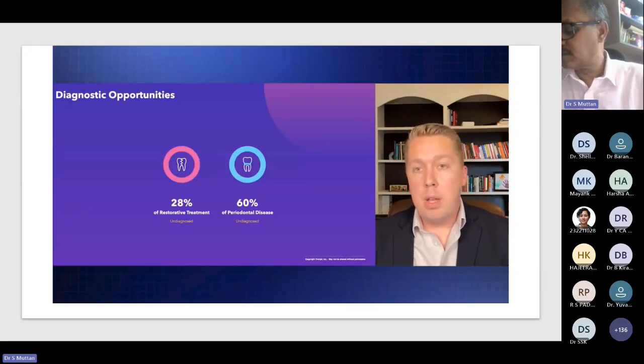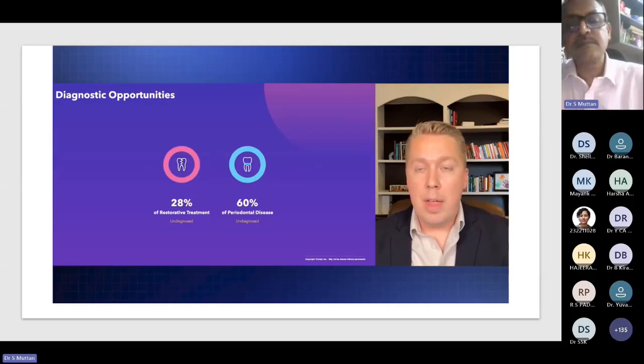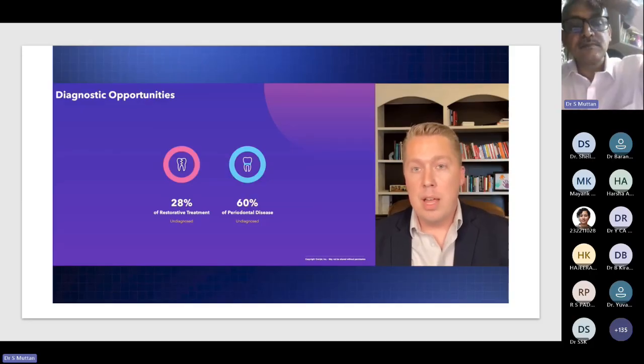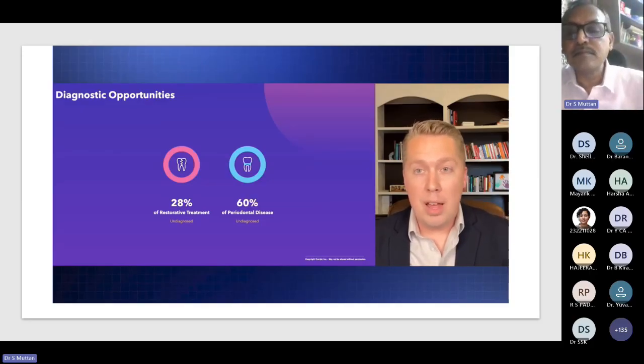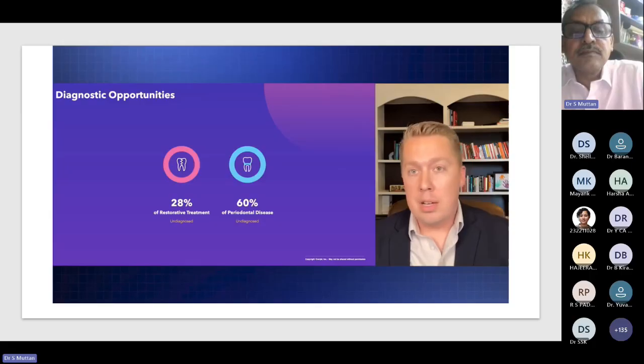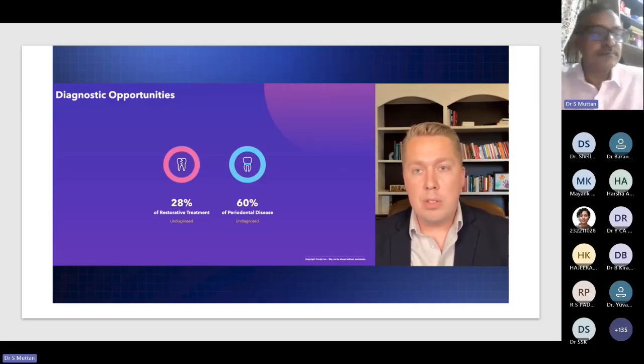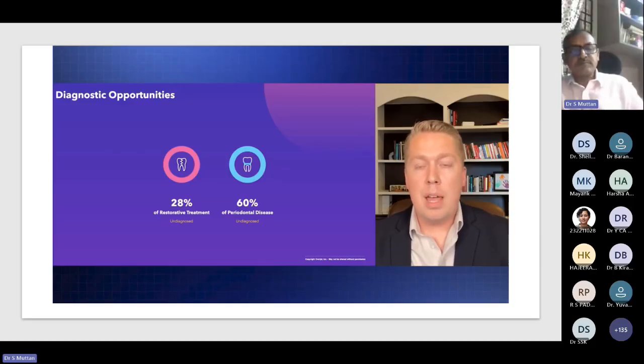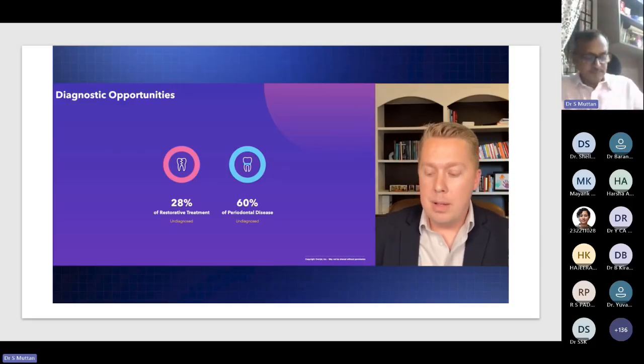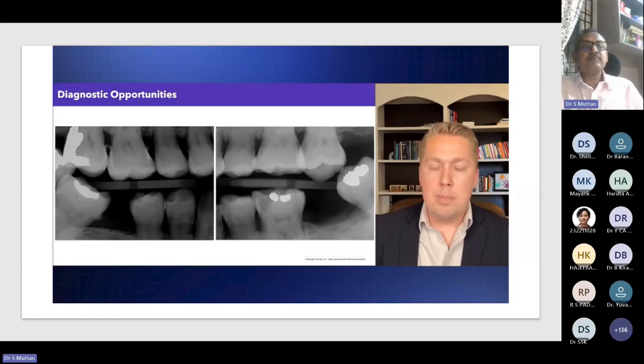But the reality is, if we look at the x-rays and we look at the literature, underdiagnosis is a much larger problem. In fact, 28% of restorative treatment goes undiagnosed, and almost 2/3, 60% of periodontal disease goes undiagnosed. So how can artificial intelligence help with our diagnosis? How can it help us more appropriately and adequately diagnose our patients? For that, let's look at a couple of x-rays.